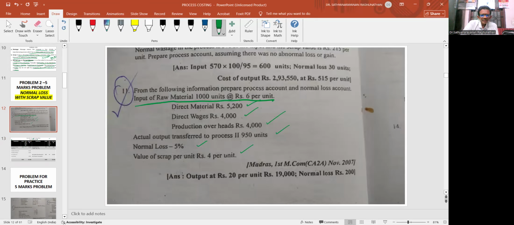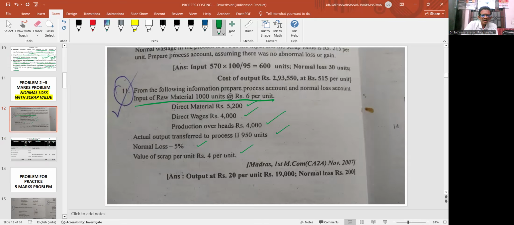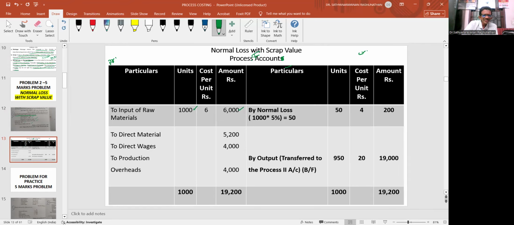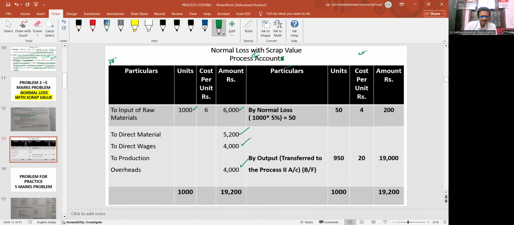Now direct materials. To direct material, how much? See, here you don't consider the unit column and cost per unit column. Unit column and cost per unit column is applicable only for input of raw material 1000 units at rupees 6 per unit. For direct materials, direct wages, production overhead and all, you need not consider unit column and cost per unit column. Now, 5200. To direct wages, as they have given in the question, 4000. And then production overhead, as they have given in the question, 4000.